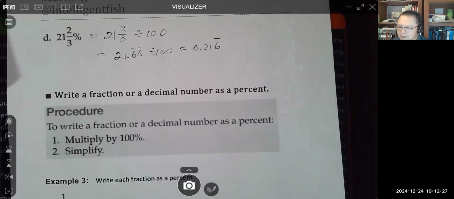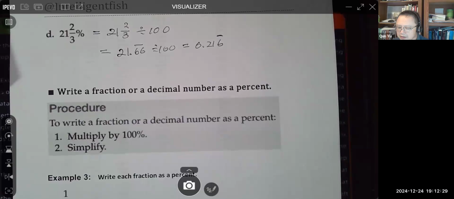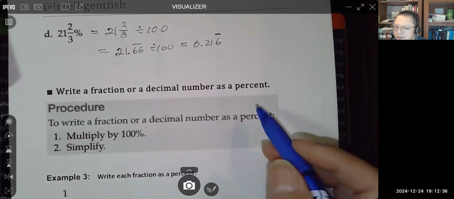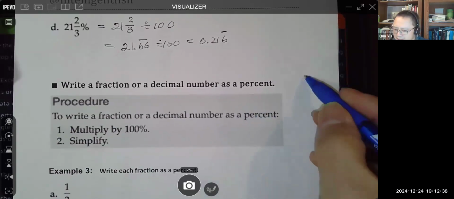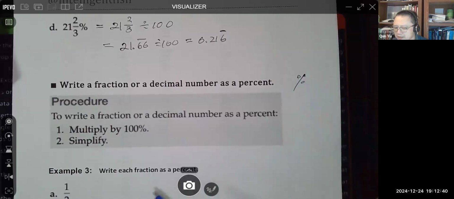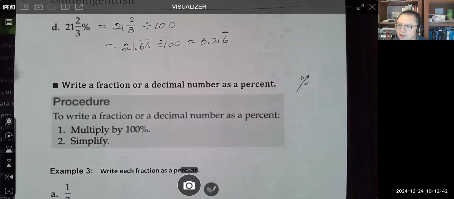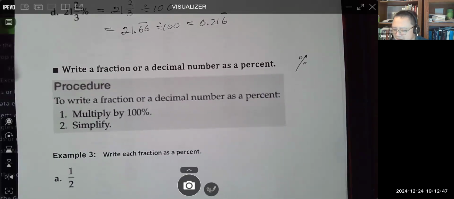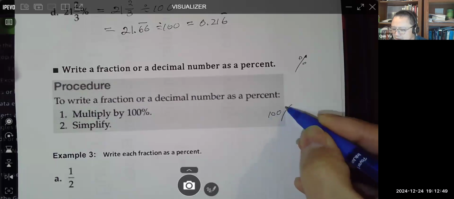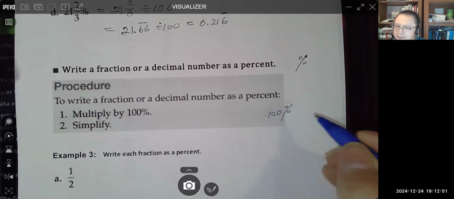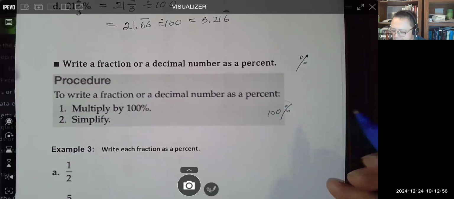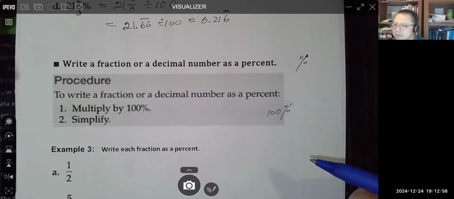Now, the second learning objective is that we're going to convert a fraction or a decimal back to a percent. A percent has to have a percentage symbol, right? And that's the reason no matter whether you start with a fraction or decimal, all you need is to multiply by 100%, because 100% means 1. When you multiply anything by 1, it won't change its value, right? But you get this format, the percentage symbol.